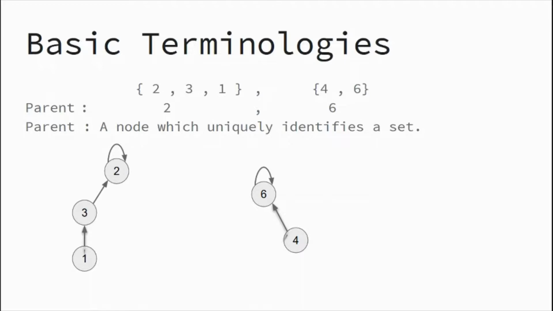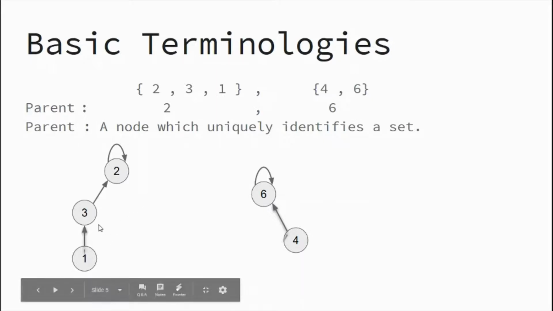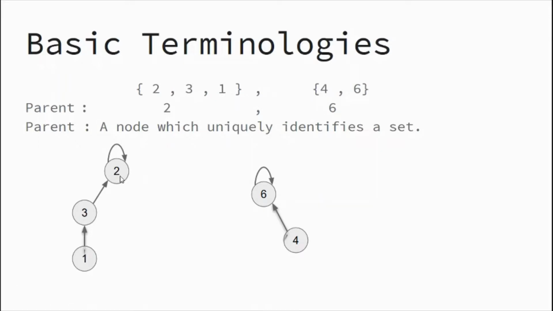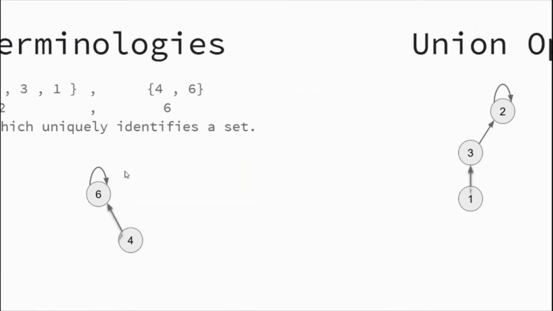How we are going to implement it, you will see in a later video. So here 1 is pointing to 3, that is, parent of 1 is 3, and 3 is pointing to 2, that is, parent of 3 is 2, and 2 is pointing to itself, which makes 2 the parent of this set. So this representation is going to help us to find the parent and also to merge two sets.